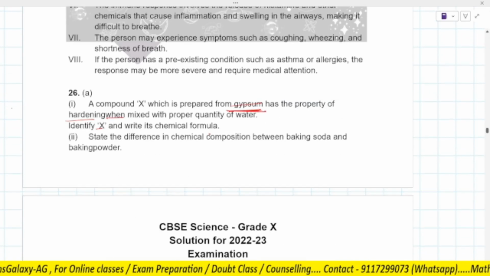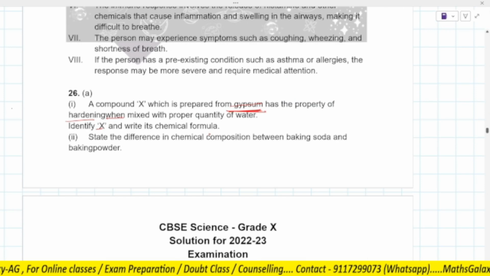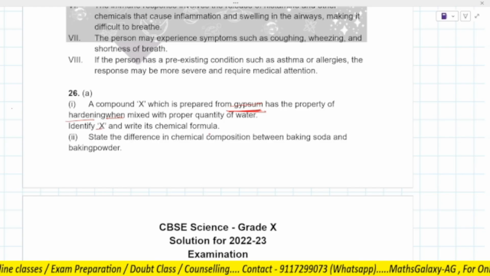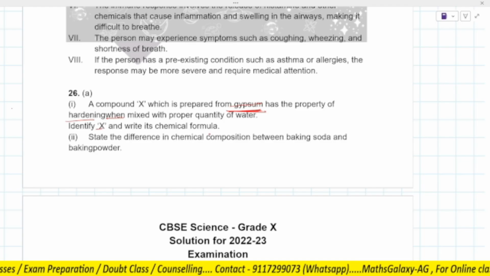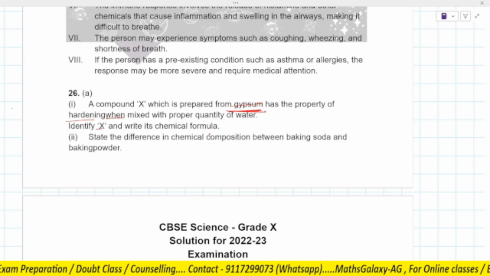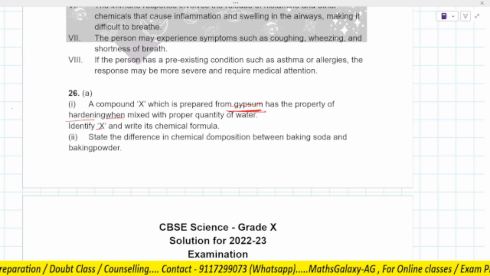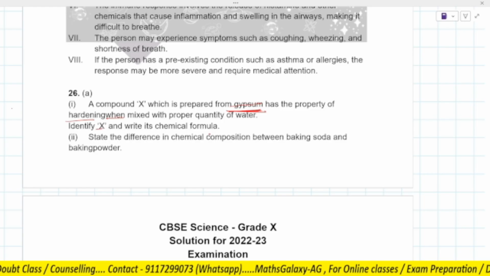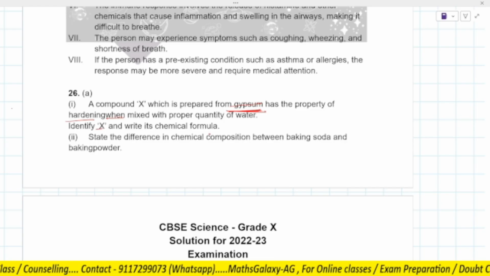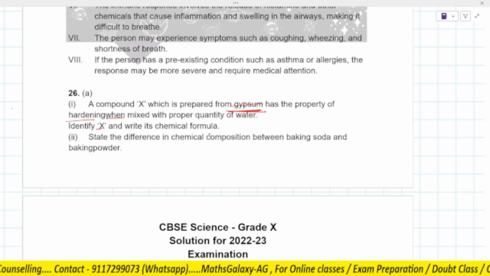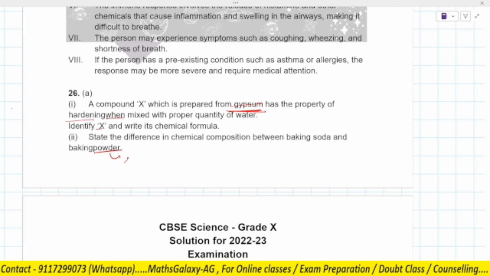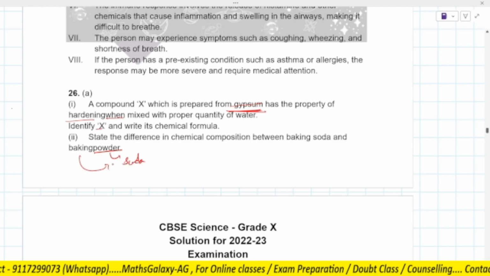Okay. Now the next one is: state the difference in chemical composition between baking soda and baking powder. Can you explain it? Baking soda is composed of sodium bicarbonate, not carbonate, okay, bicarbonate. On the other hand, baking powder is the composition of, it's too simple. Here you just have to change powder to soda. So it is the composition of baking soda. It's too simple. Apply tricks, okay?